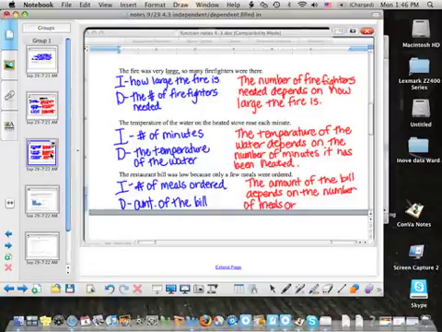And continuing on, the fire was very large, so many firefighters were there. You need to know how big the fire is to determine the number of firefighters needed. So our depend statement would be the number of firefighters needed depends on how large the fire is. Likewise, we have our temperature problem and our restaurant bill problem.